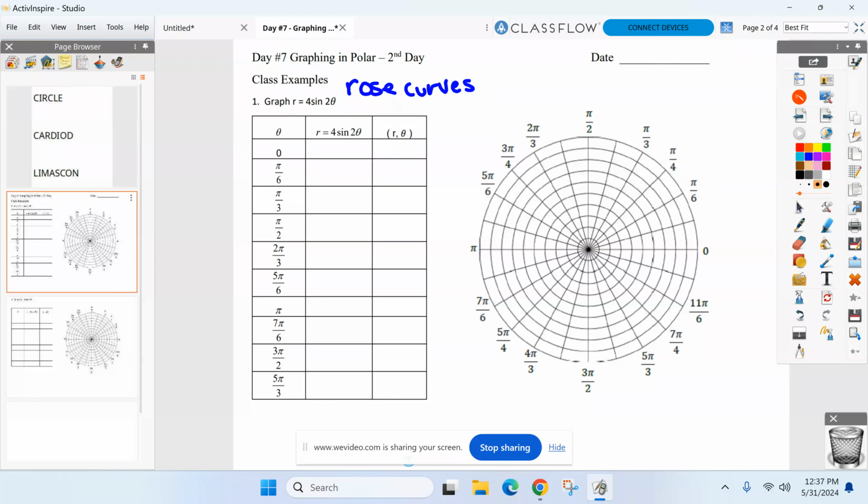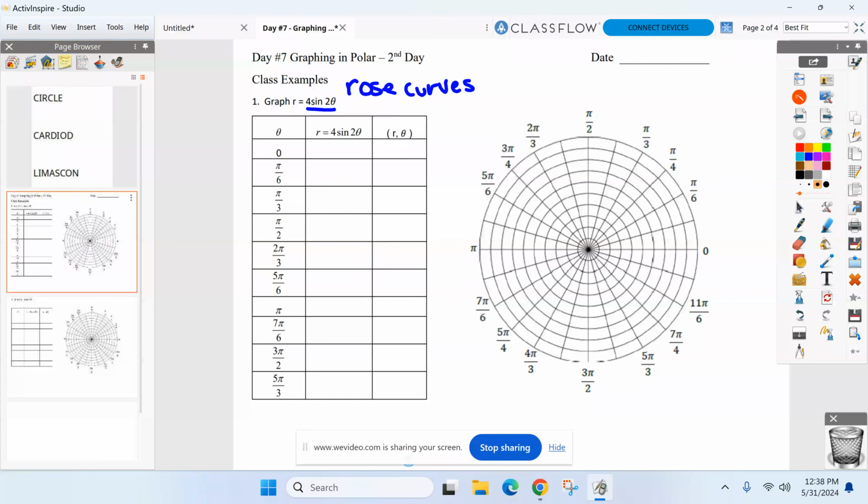Rose curves. Again, you have to be able to recognize that because what I'm going to show you today is a little bit different. The table is no use to us. So you have to have the ability to identify: I see a number in front of theta, this is going to be a rose curve. So I need to approach it differently than the last couple of days, where we just typed, plotted, plotted, plotted.